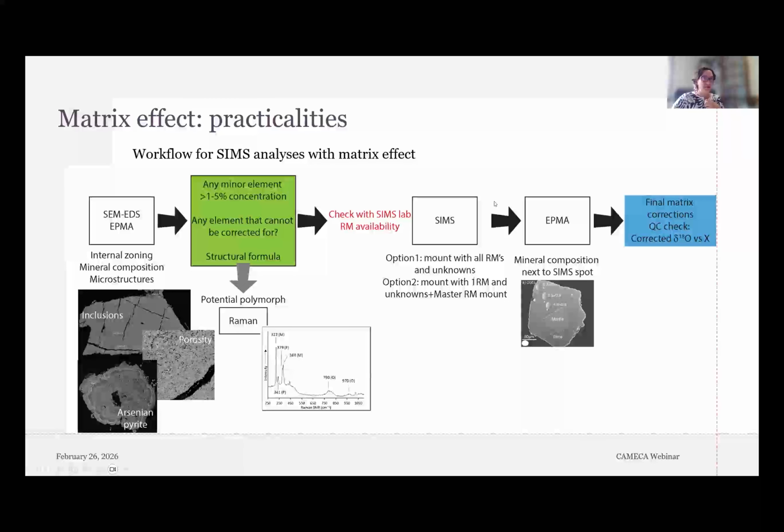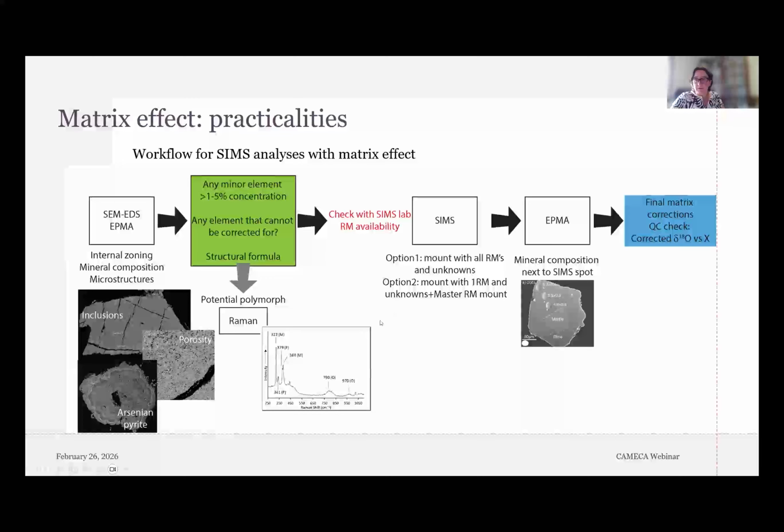And then for the analysis, where we have a matrix effect, there are two options. Either we can mount the reference materials within the mount, which is ideal, or we can have one reference material in the mount with the unknowns, and then a master mount with all the other reference materials. But in that case, the analytical conditions need to be really the same between the analyses of the two mounts.